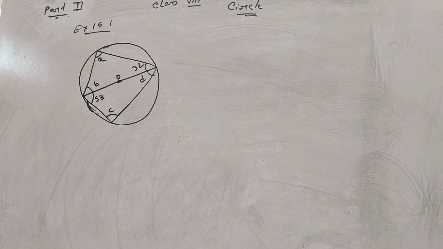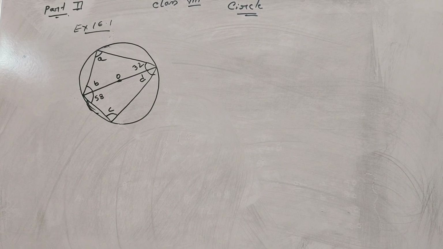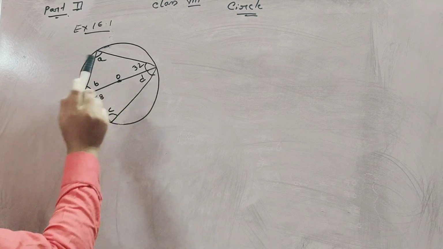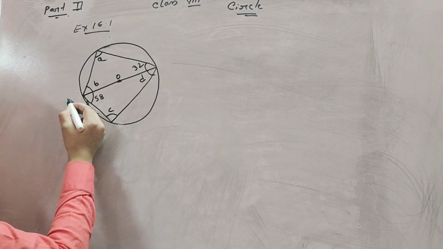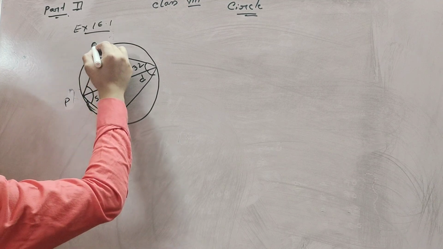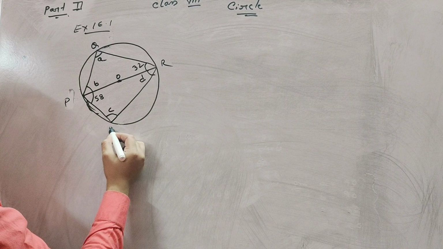Okay, so you see the question. In this question you need to find out what? A, B, C, D. First of all we label it P, Q, R, S.